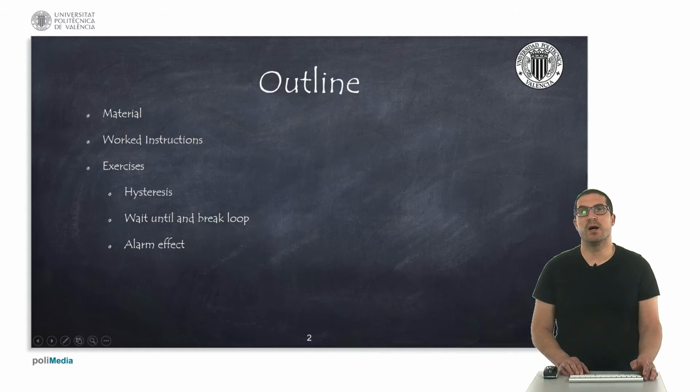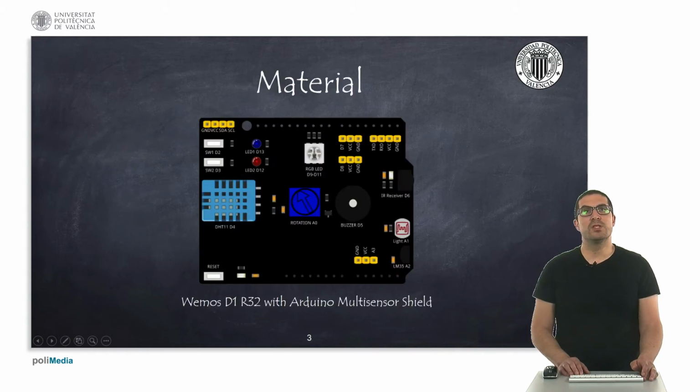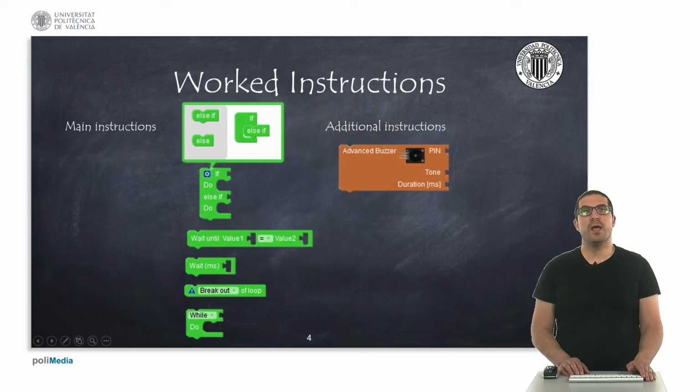using a loop. So in this presentation we will work with the board as usual, the Wemos D1R32 board, and also we will work with the Arduino multi-sensor shield. So these are the main instructions that we will work with in this presentation.